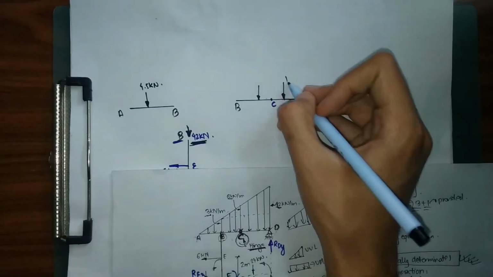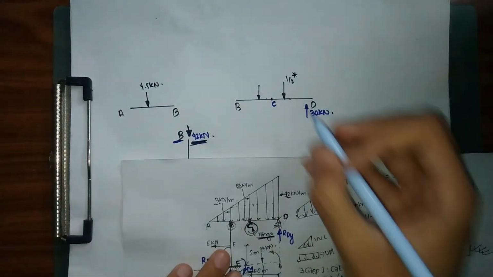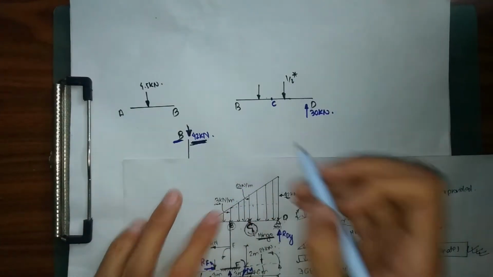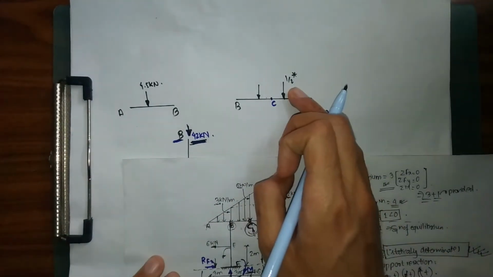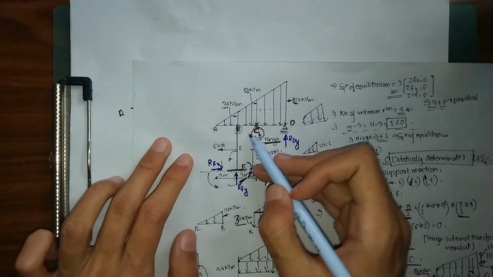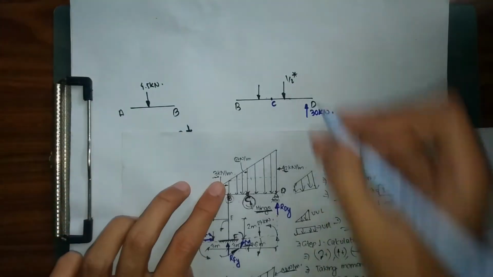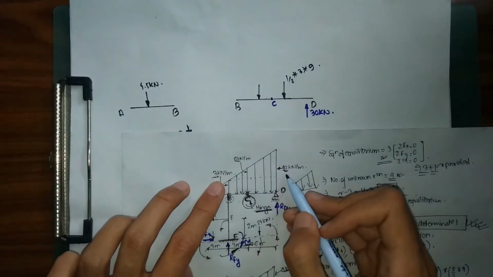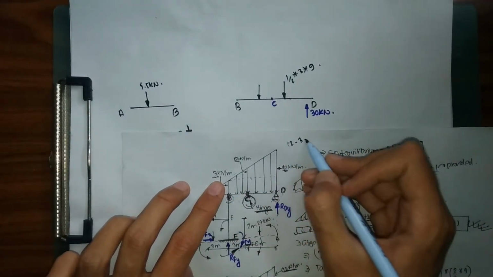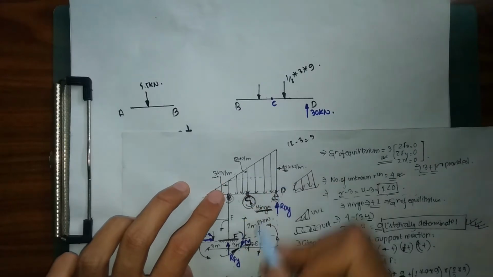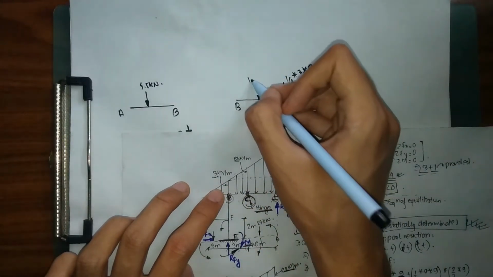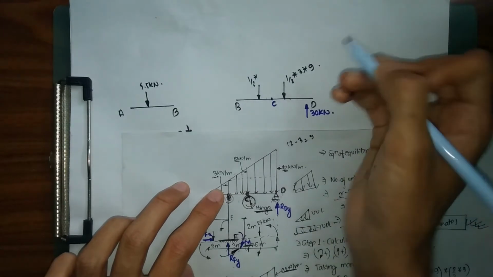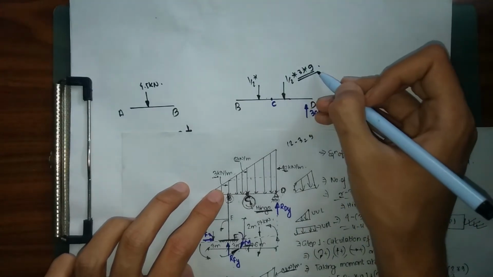This first force is going to be my UDL, which is 3 into the span of 9. Then the other is 1 by 2 into 9 into 9. So I have simply converted my UDL into a point load.